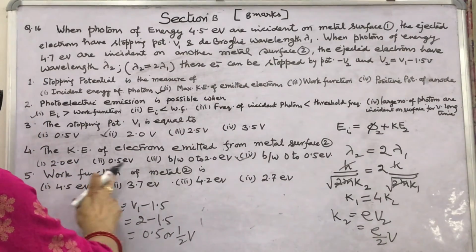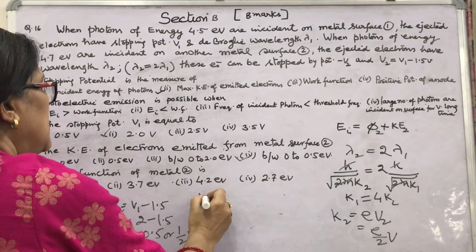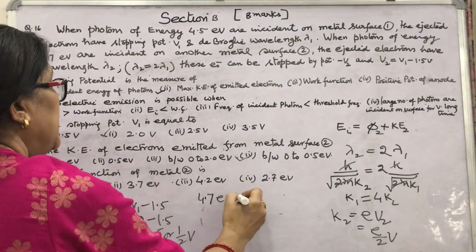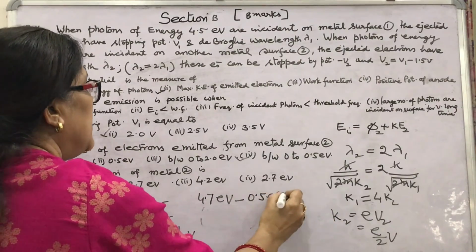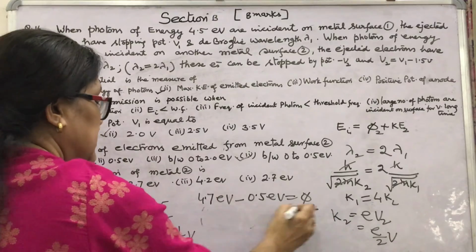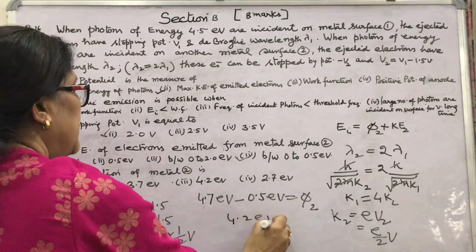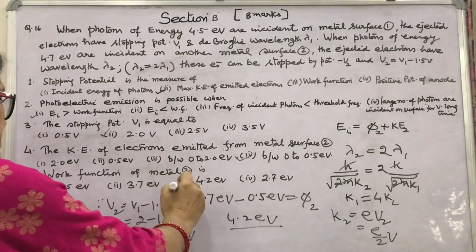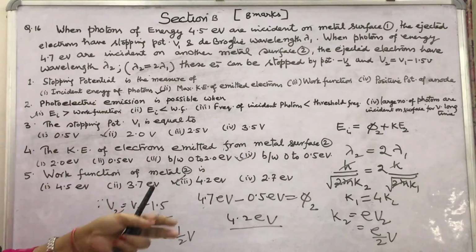Now the work function of metal 2. How will you find the work function? Initial is 4.7 eV minus kinetic energy 0.5 eV. That will be the work function for metal surface 2. What will this be? 4.2 eV. So this one will be the correct answer. In this way, you have to solve the questions.